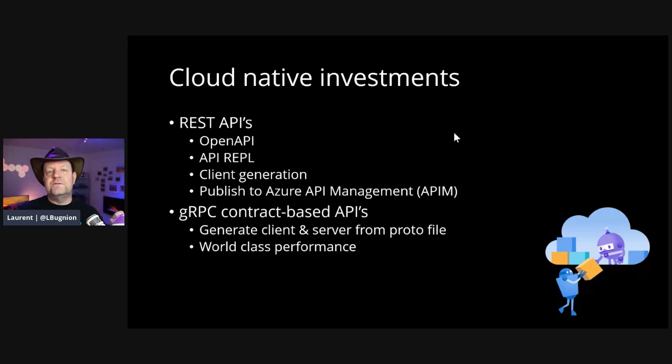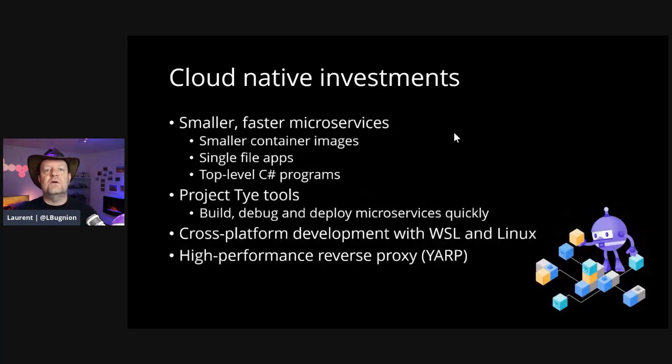But we also have improvements for gRPC, so contract-based APIs. In contrast to REST APIs, which don't have a clear contract, gRPC has a contract. And so you can also generate a client and a server from a contract file, from a proto file. Also, of course, performance improvements, we mentioned that before. In terms of microservices, also a lot of improvements. We have smaller and faster microservices. The container images where you deploy your microservices are smaller. You can create single file applications, which are cool because you have everything contained in a single file, which makes the maintenance of those containers easier.